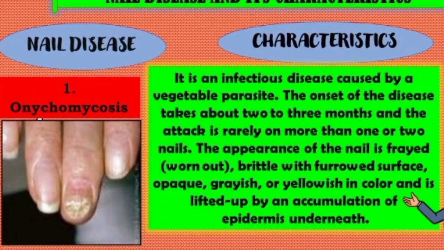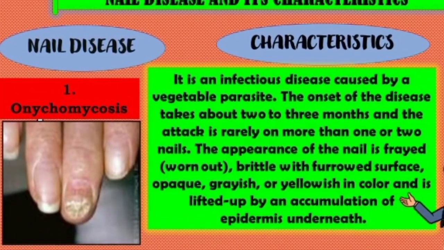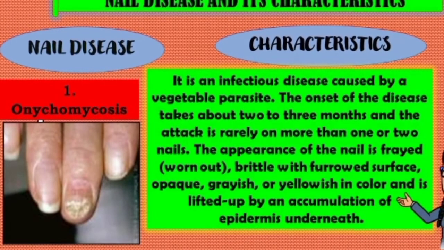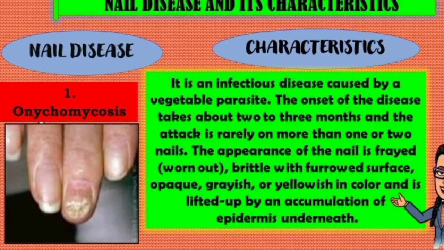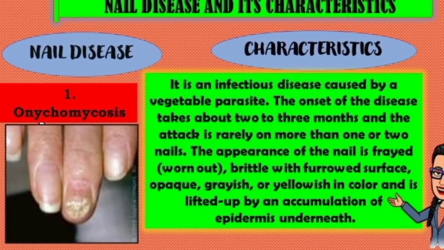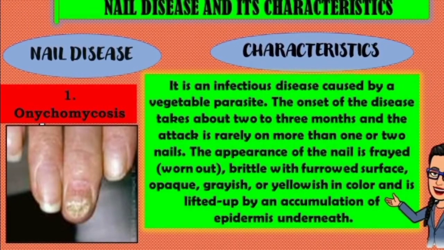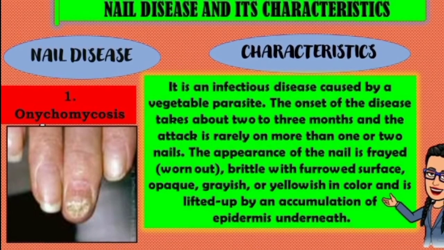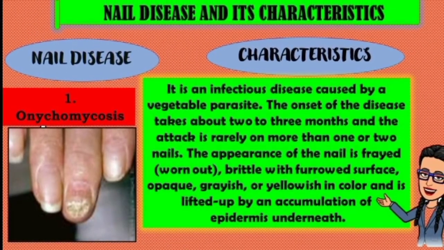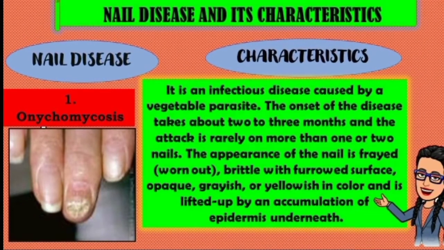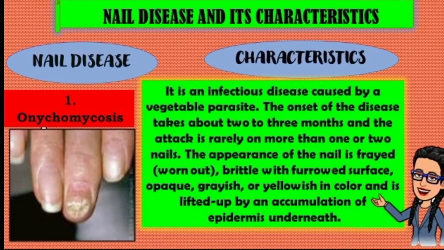Onychomycosis. It is an infectious disease caused by a vegetable parasite. The onset of the disease takes about 2 or 3 months and the attack is rarely on more than 1 or 2 nails. The appearance of the nail is frayed or worn out, brittle with furrowed surface, opaque, grayish or yellowish in color, and is lifted up by an accumulation of epidermis underneath.